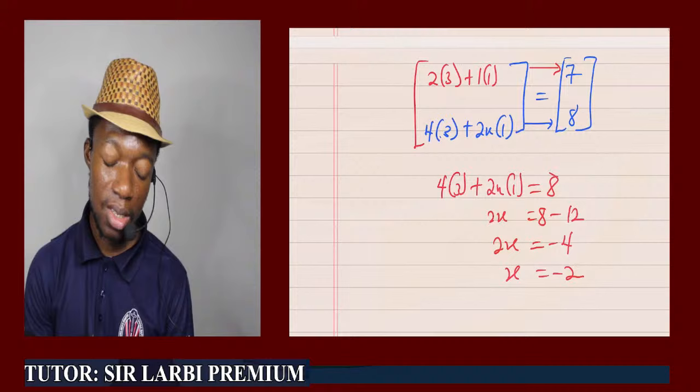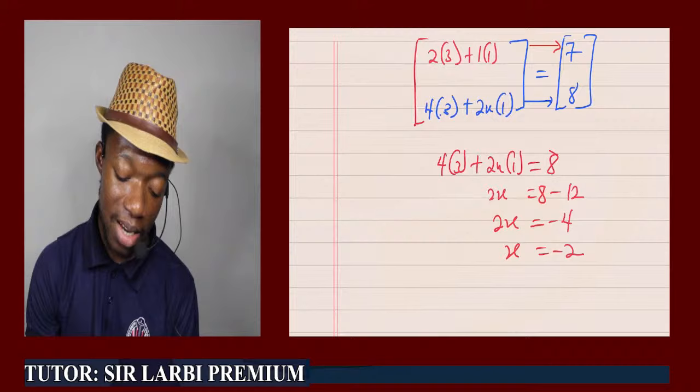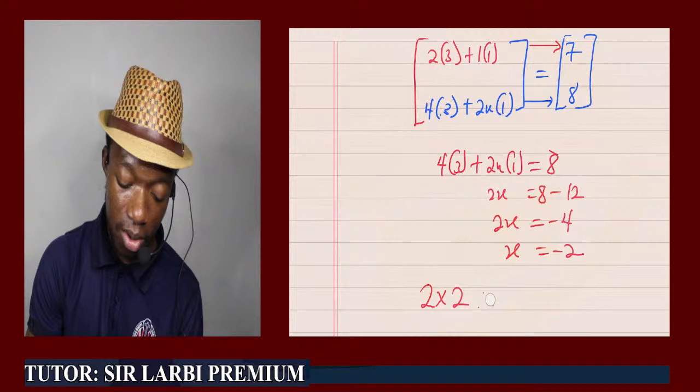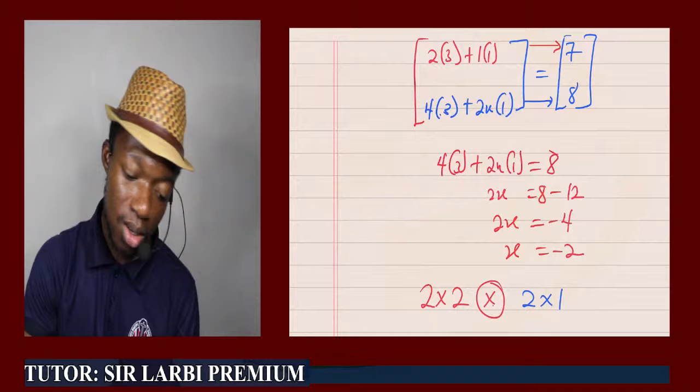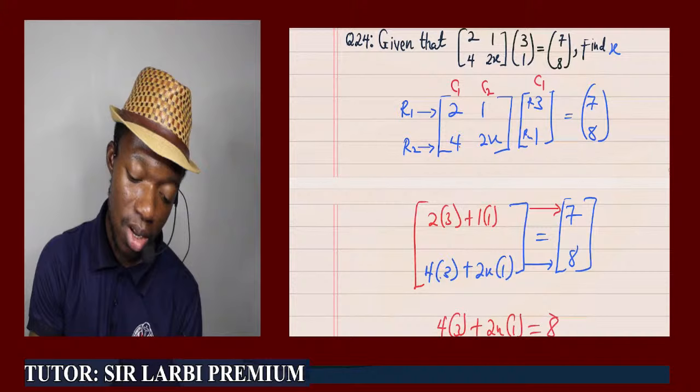So this is actually a 2 by 2 multiplying a 2 by 1 matrix. It is 2 by 1 because we have 2 rows here, row 1 and row 2, and there's just one column there.